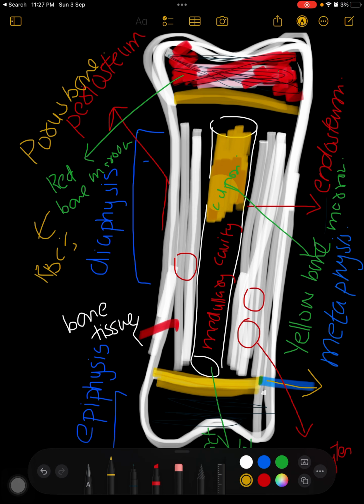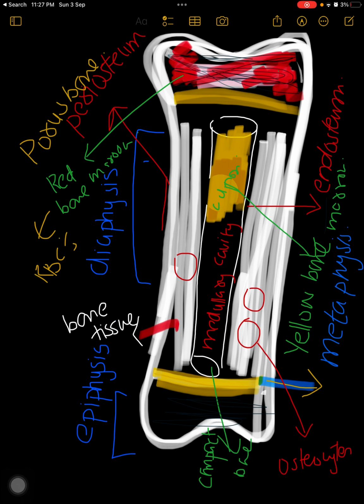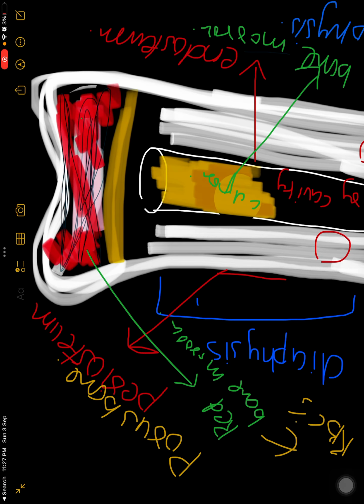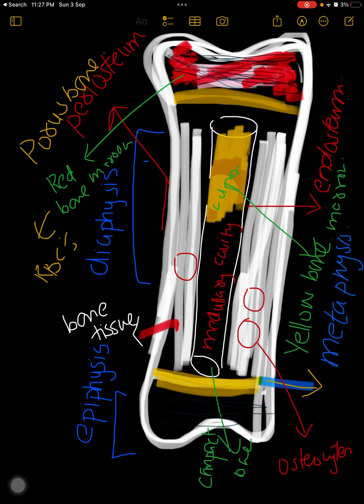Right, so I hope this is clear to you, and if you have any questions, you can ask me in the comment section. Let me repeat this for you a while. This one is the medullary cavity, and it contains the yellow bone marrow, which is the adipose tissue. This is the porous bone, and this has red bone marrow, which is responsible for producing red blood cells, platelets, and white blood cells. The covering of the bone is known as periosteum. The covering of this medullary cavity is known as endosteum, and this is made up of connective tissue.